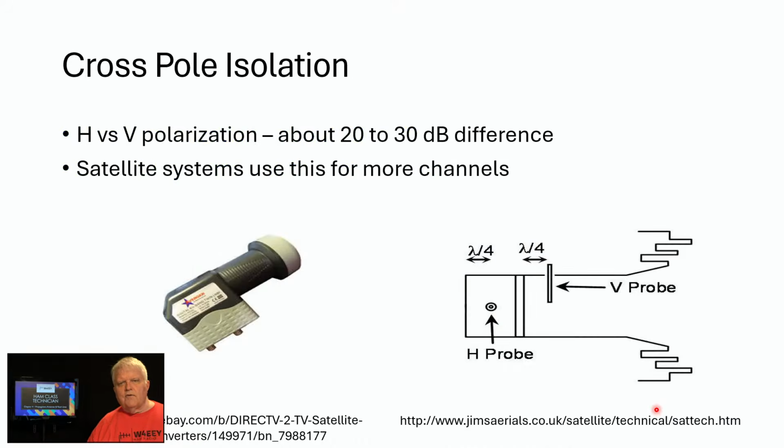As I mentioned, there is isolation between horizontal and vertical polarizations. Satellite manufacturers in Europe started using this. They'd build satellites up in space and polarize half of the signals horizontally and half vertically. Back down on Earth, you'd have a small low noise block converter like this, and inside there would be a horizontal antenna and a vertical antenna. It allowed them to double the channel capacity on some of the first television satellites in Europe because of this cross-polarization isolation.